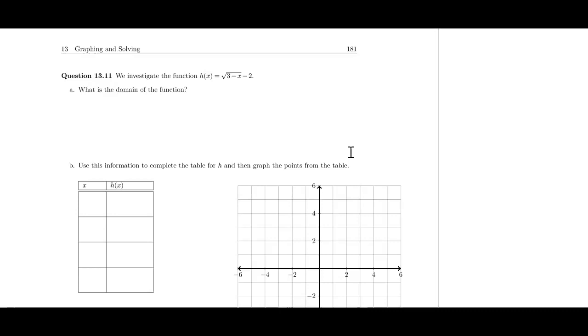But this time I want to graph this function. Haley says it's 170. Where it says the square root of 3 minus x and then minus 2. There. All right, so this is a square root graph.